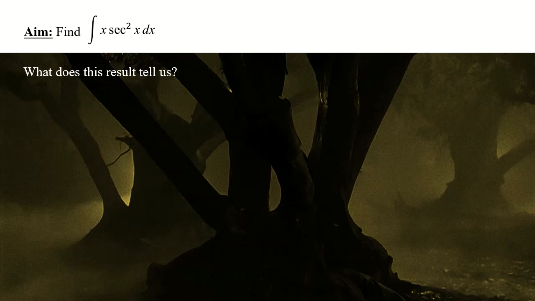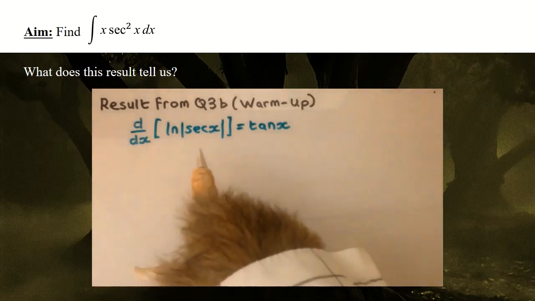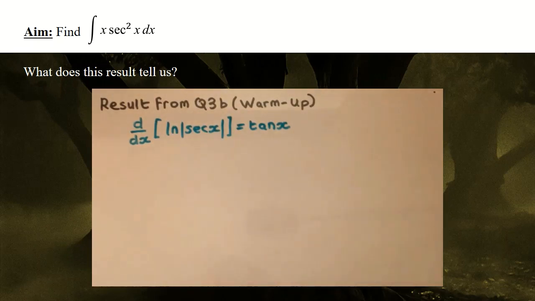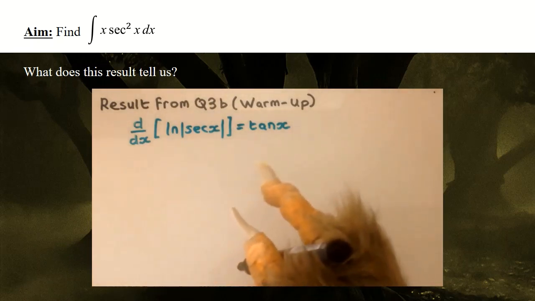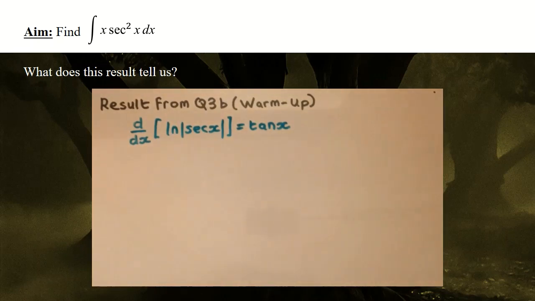So let's see what we can learn now from this result. So I want to state first of all, we'll talk about the result from question 3b in the warm-up. Now we differentiated the natural log of sec x, as you can see here. Now what I would like to do, and I said earlier this would be an important piece of information, when you write down a derivative you automatically get another piece of information. I can actually write this as an integral also. So imagine if I differentiate the natural log of sec x to get tan x, then if I integrate tan x, that must give me the natural log of sec x because it is a reverse process.